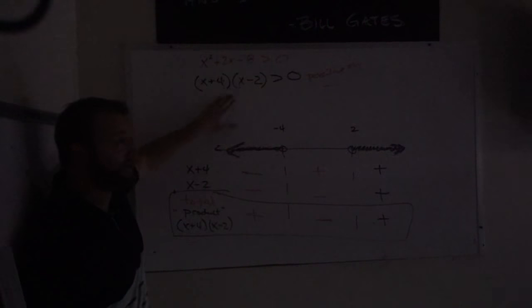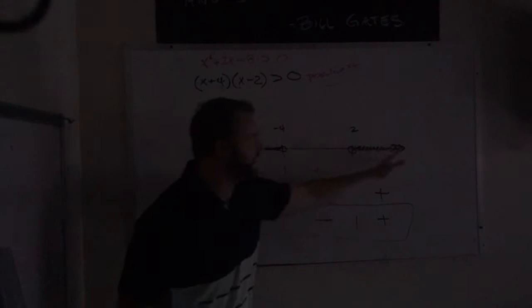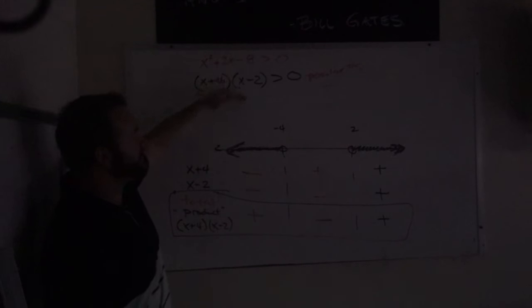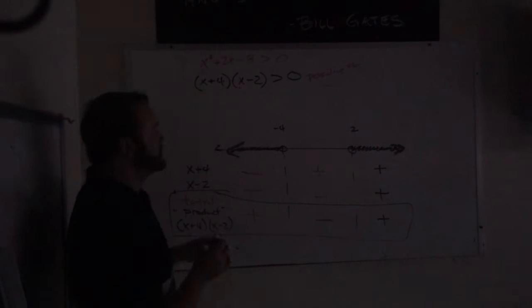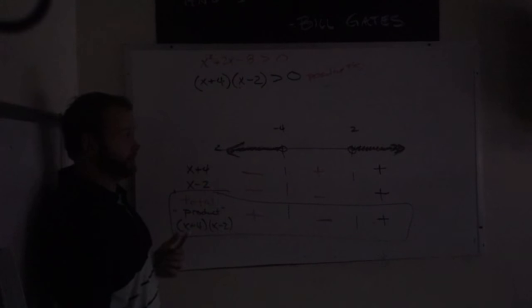Try a number like 0 here. Why didn't we choose 0? Because when I plug 0 here, you get 4 times -2 is -8. Is -8 greater than 0? No. Okay? So these values that I've shaded are representing the values that satisfy this inequality. Okay? So then we got to put that in interval notation.